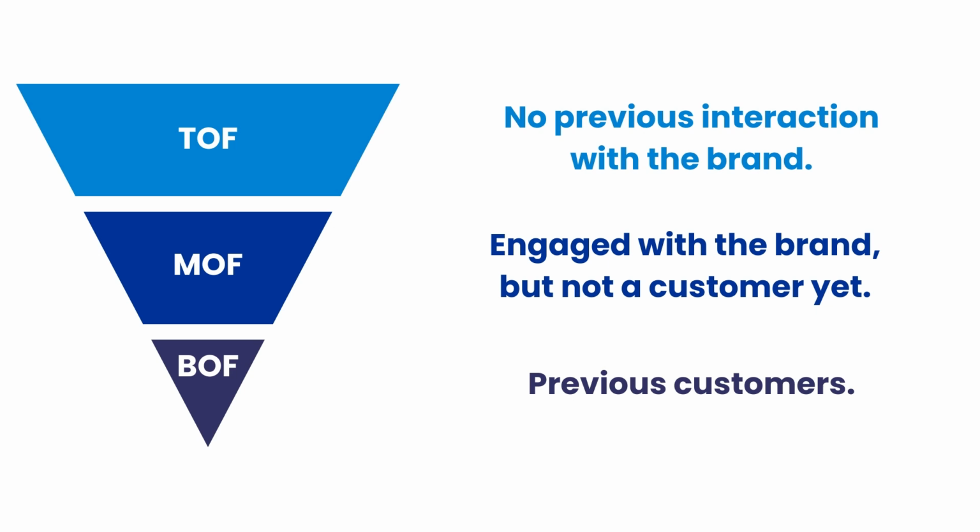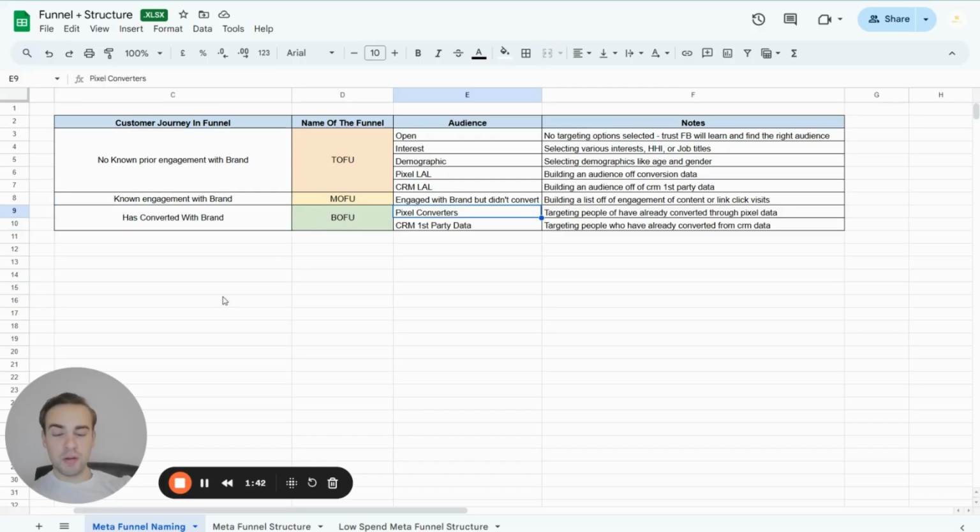Middle of funnel is someone who engaged with your brand. So they visited your website, they have seen your ads, but did not convert yet. So they are not the purchasers. And bottom of funnel is someone who already purchased from your brand. So it's the real remarketing basically.